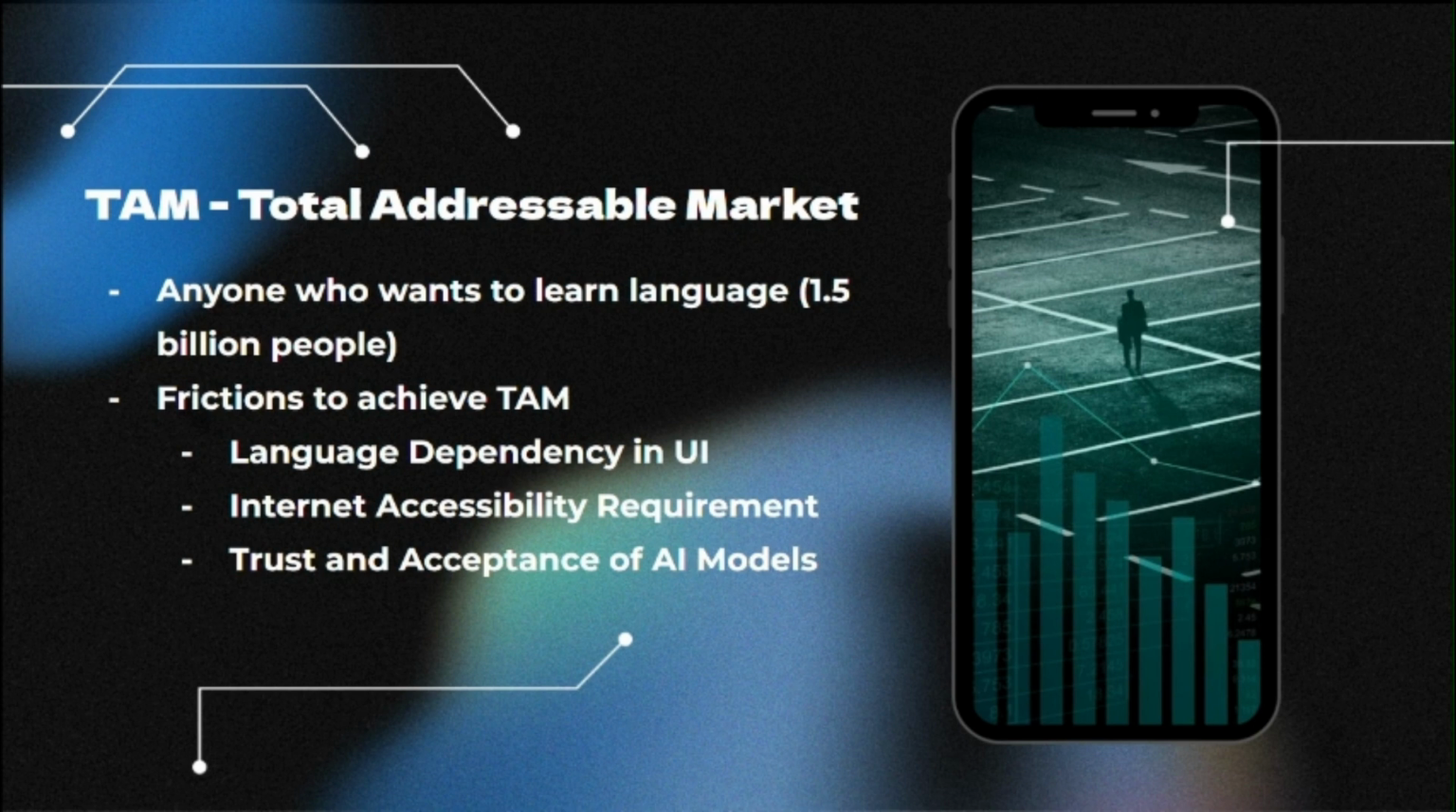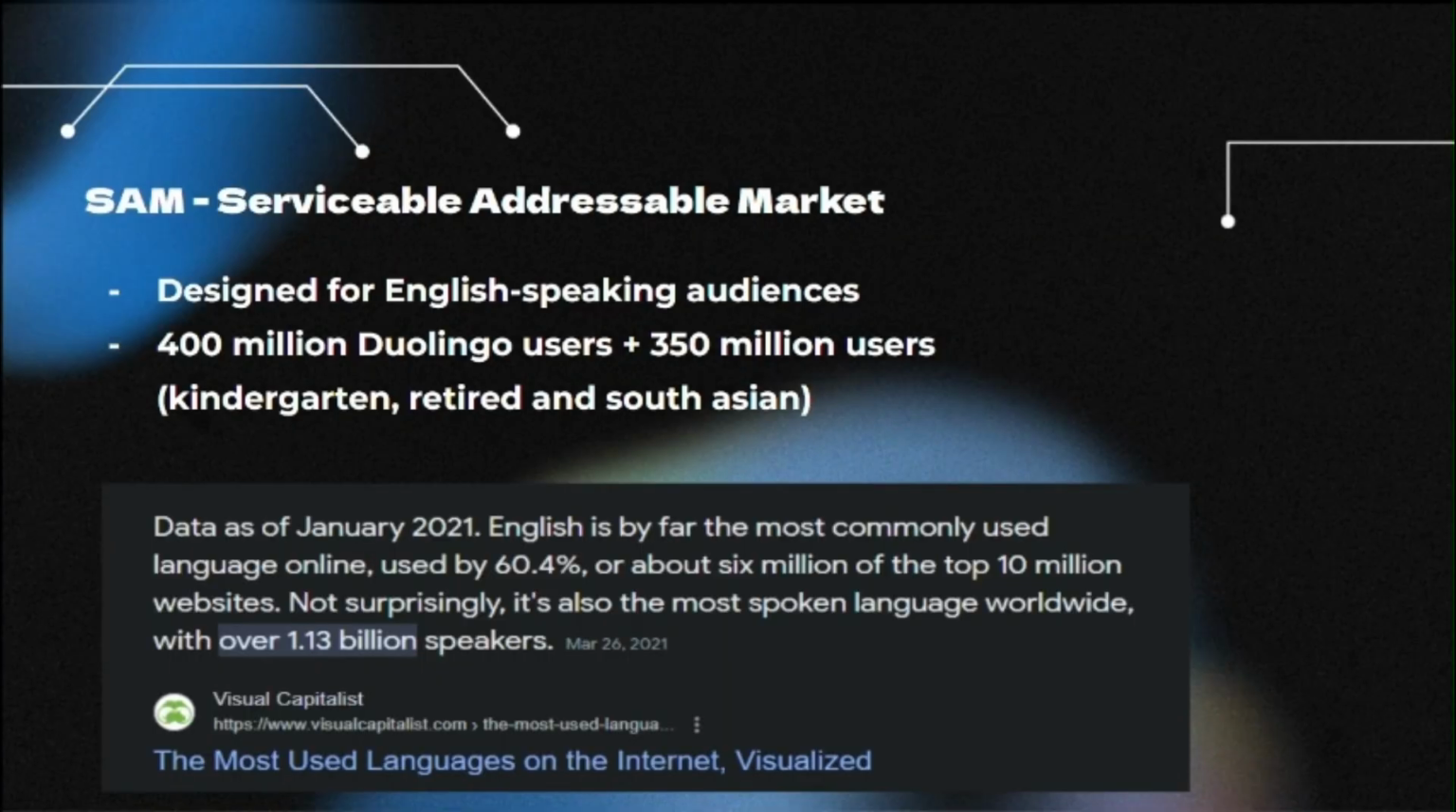The next one is that the users need to have a steady internet supply. So people who don't have an internet connection cannot use our application. And the third one is the trust and acceptance of AI models. The people who don't trust AI for teaching them a language wouldn't want to use our application.